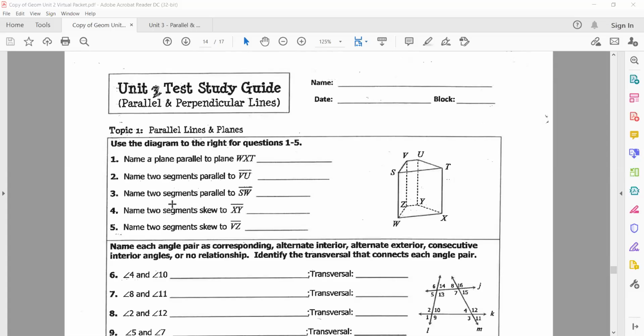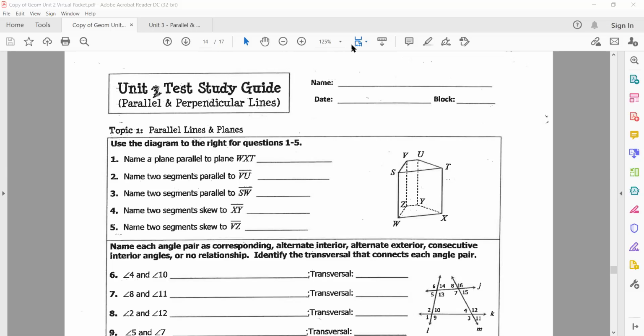The harder questions here are number 4 and 5. Skew. Anybody remember what skew is? When we have skew lines. Not on the same plane. They don't intersect. They're not on the same line. They're going completely different directions. There's always going to be many, many more skew lines or segments than there are parallel. Okay, parallel just has to be in the same plane.